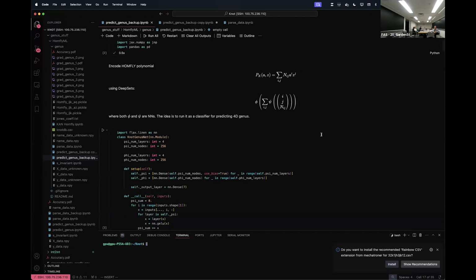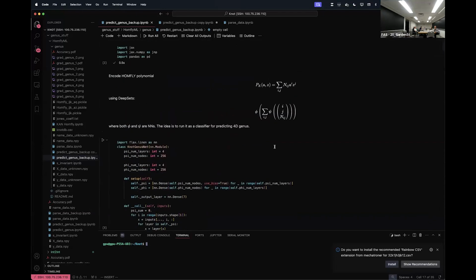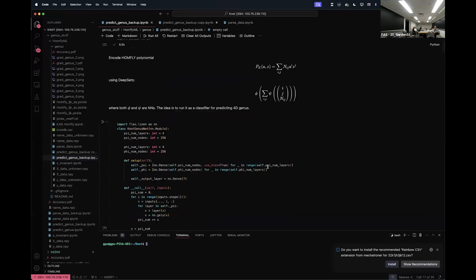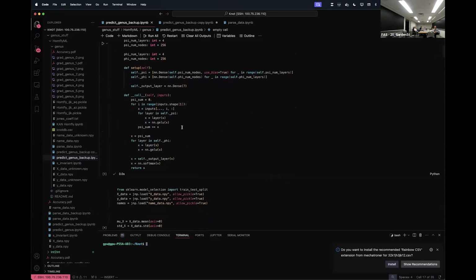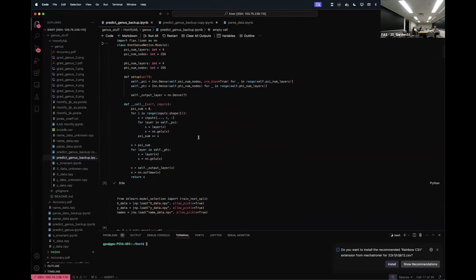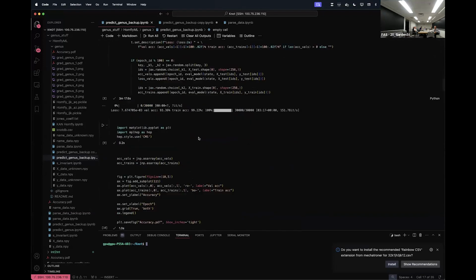I did try it as a regression, and I'll mention that in a couple of minutes, but the one in this notebook is the one that I set up to run as a classifier. So this is the network. Essentially, it's a very simple deep sets construction, and let me show the results that I'm getting out of this.